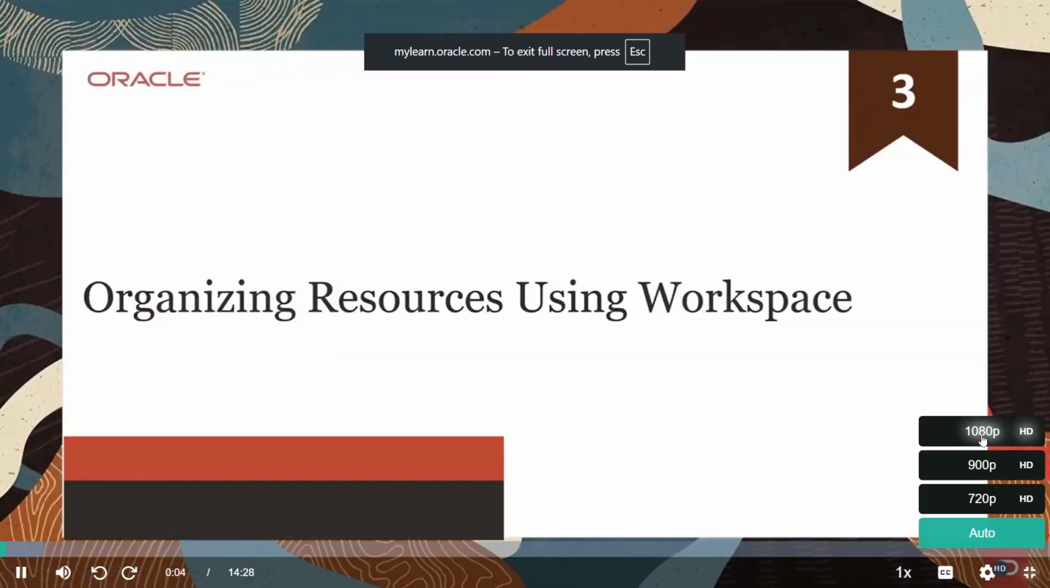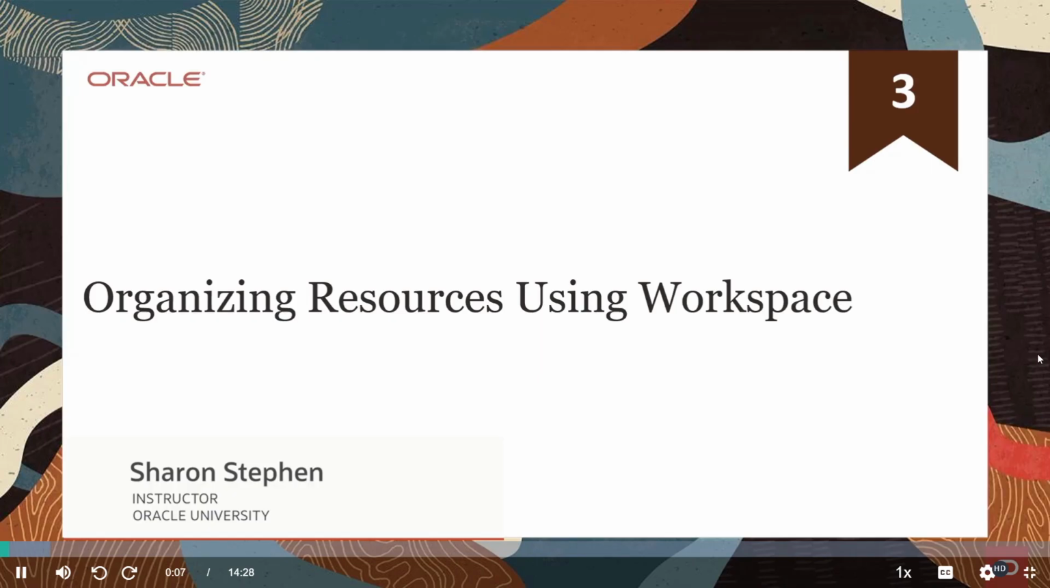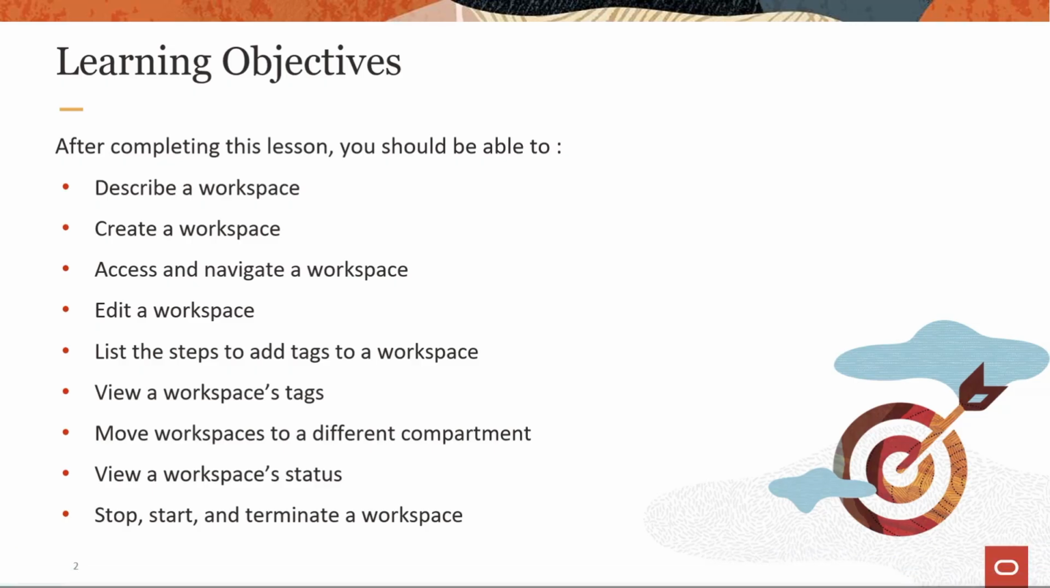You are in lesson 3, organizing resources using workspace. After completing this lesson, you should be able to describe a workspace, create a workspace, access and navigate a workspace, edit a workspace, list the steps to add tags to a workspace, view a workspace's tags, move workspaces to a different compartment, view a workspace status, and stop, start, and terminate a workspace.